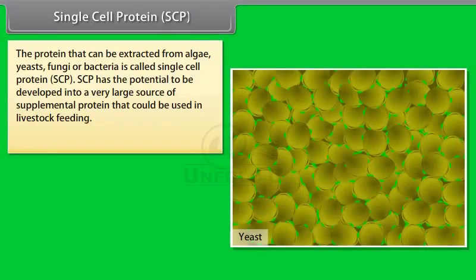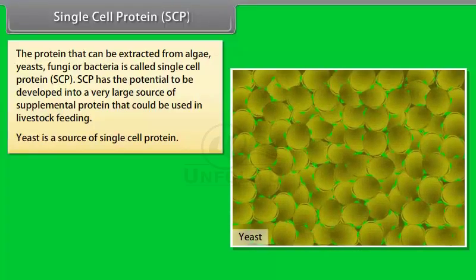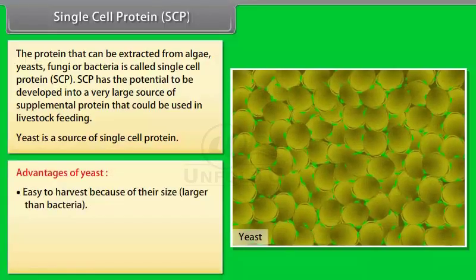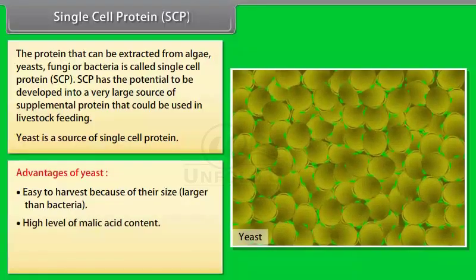Single cell protein, SCP. The protein that can be extracted from algae, yeasts, fungi or bacteria is called single cell protein, SCP. SCP has the potential to be developed into a very large source of supplemental protein that could be used in livestock feeding. Yeast is a source of single cell protein. Advantages of yeast: easy to harvest because of their size, that is larger than bacteria, high level of malic acid content, high lysine content, can grow at acidic pH.